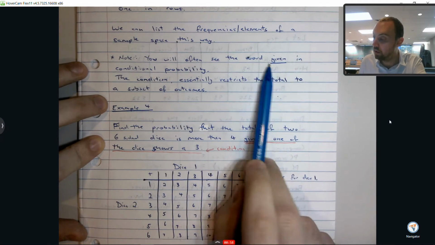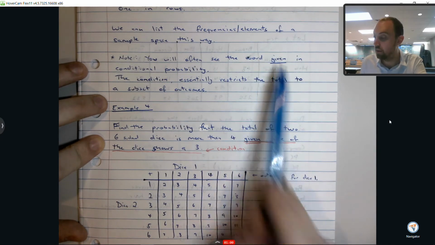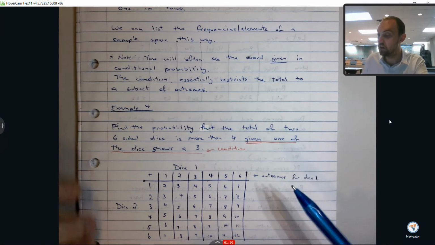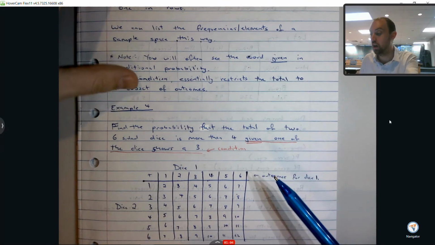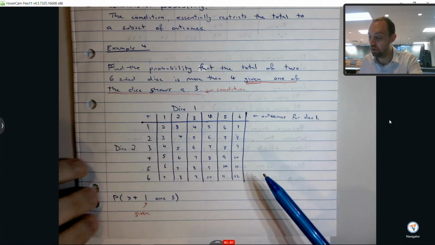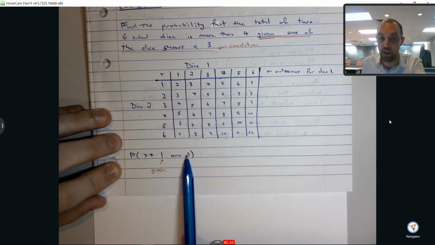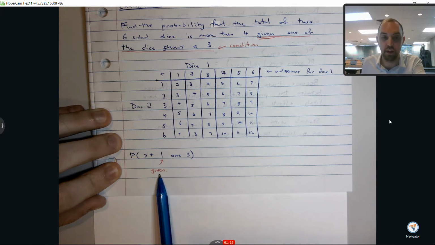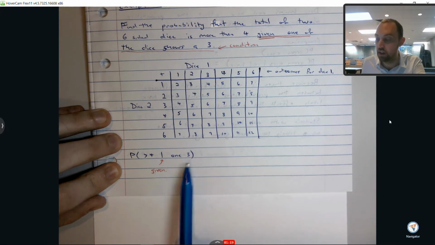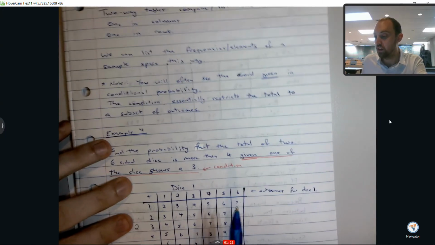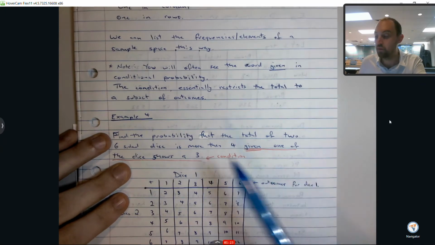With our conditional probability, you're going to see the word given. I may not have addressed it, in fact I didn't address it last time. The word given is going to be used a lot to tell you what the condition is. This line that you'll see in the shorthand for our probabilities means given. So this is greater than 4 given that there's 1, 3, instead of actually writing the word given.